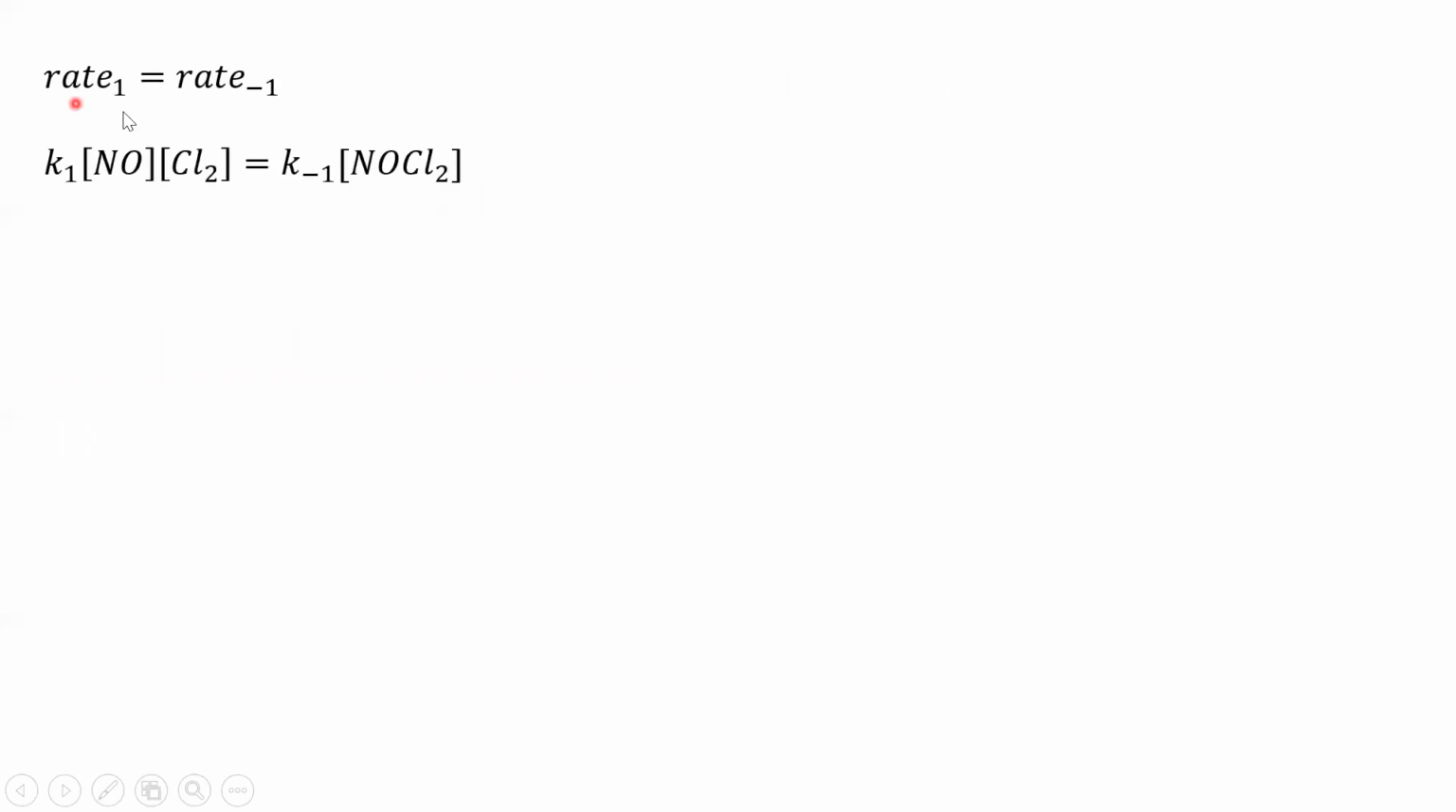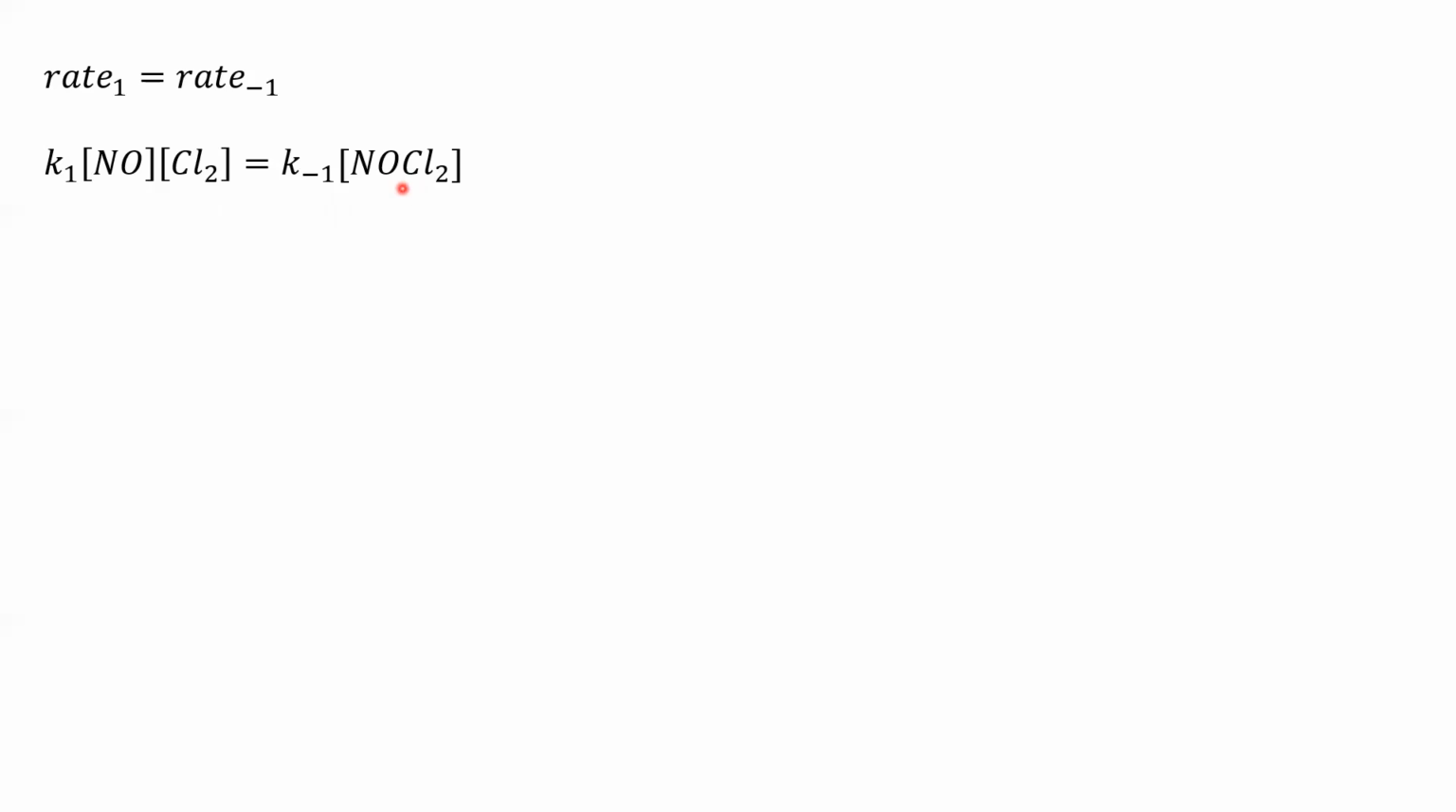The rate of the forward reaction equals the rate of the reverse reaction for an equilibrium reaction, for a reaction that's reversible and at equilibrium. So for the forward reaction, we can substitute in the rate law. And for the reverse reaction, we can substitute in the rate law. Now, NOCl2 is an intermediate. Intermediates are never found in a rate law.